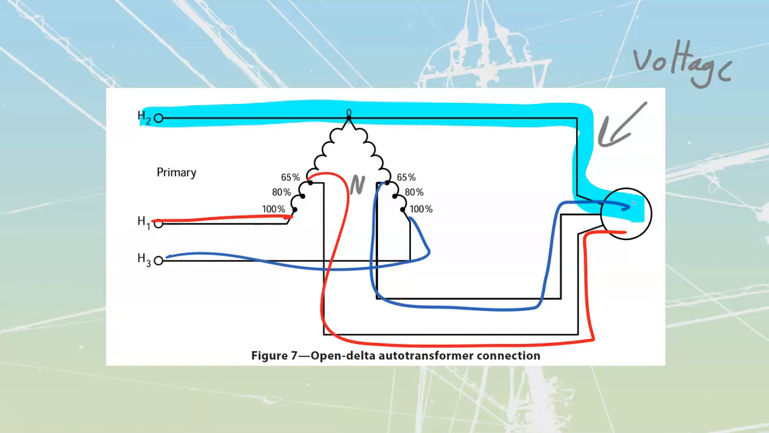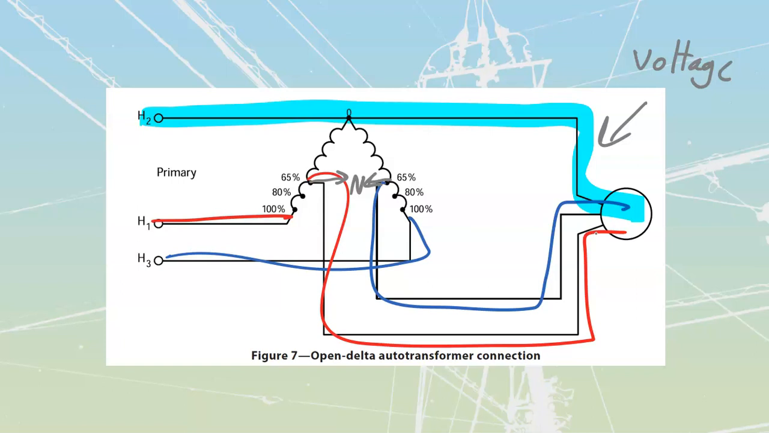These other ones are going to be closer to the neutral. If you take a look at where the 65% tap is, how close that is to the neutral, that means that those windings, the red one and the blue one right now, don't see a lot of voltage stress. Very compact, very common to use these when we are doing autotransformer starts.